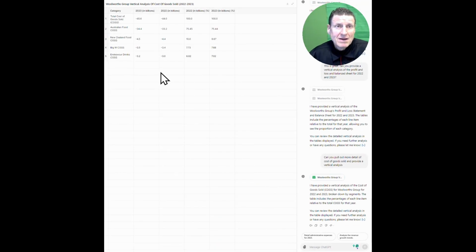And so the cost, again, it's given a segmented view, it hasn't broken it down, and maybe in the annual report it's not given us that, and I need to find a better prompt to get AI to find that. But again, as 100% of cost of goods sold, the Australian food represents three-quarters, New Zealand 10%, Big W 7, 8%, and then 7% for Endeavour Drinks.